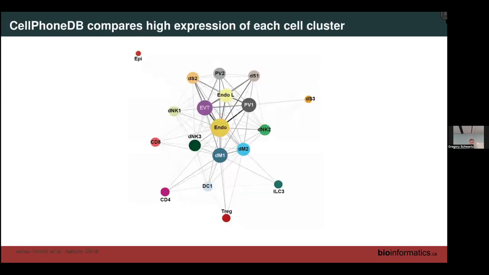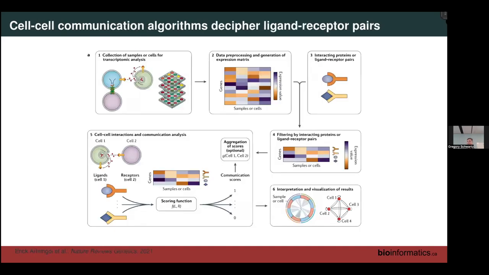Then with these ligand and receptor pairs identified, you can visualize it in a variety of different ways. Here you can use something like Python iGraph, for example, to show that the CD4 cluster is talking to the dendritic cell cluster. The darker the edge, the more ligand receptor pairs were found to be communicating between these two populations.